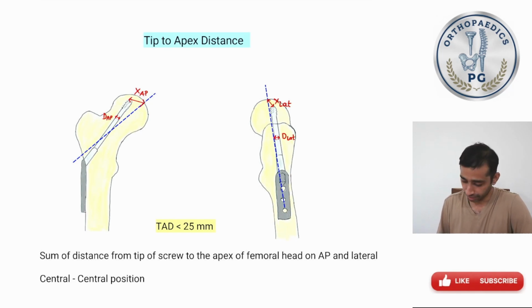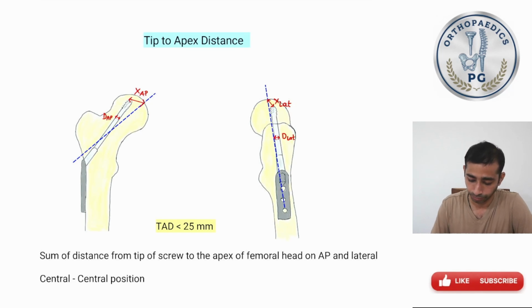To find the apex of the femoral head, we draw a line along the axis of the femoral neck through the center of the femoral neck. And the point where it cuts the head is the apex. Similarly, we draw it in the lateral view also. Now we get the distance from the tip to the apex on the AP view as XAP and on the lateral view as X lateral.